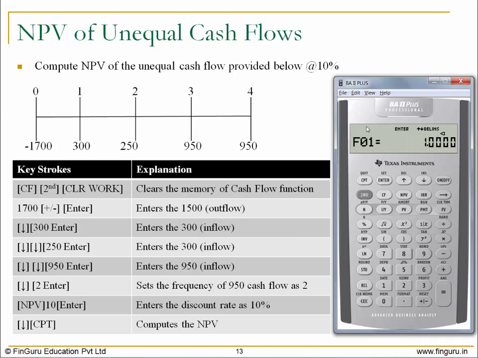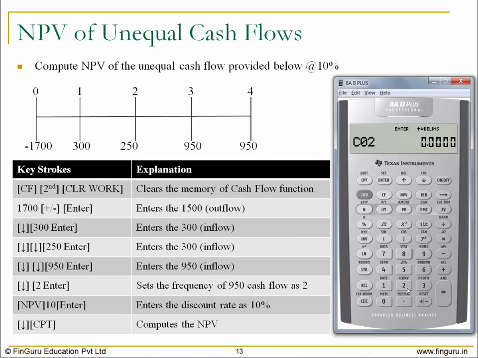As soon as we press the down arrow key, we see a new variable coming in, which is F01. Now F here stands for the frequency, and that by default already is 1. The 300 cash flow is happening only once in this timeline, and therefore we'll allow the frequency to stay 1, and we'll press the down arrow key once again to come to C02.